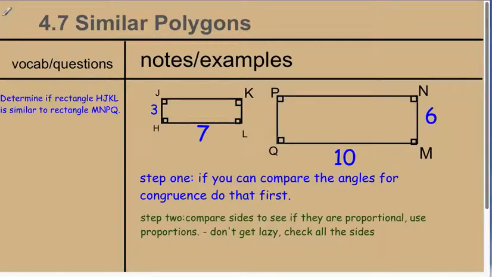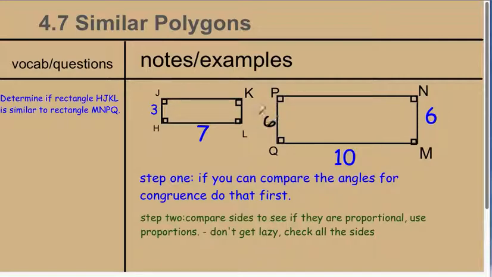All right, let's look at an example here where we have to set up some numbers. The first thing I want to do is compare the angles. Well, all of these are right angles. So it tells me that all the angles are congruent. K is congruent to N, L is congruent to M, because this is a long side, short side, short side.